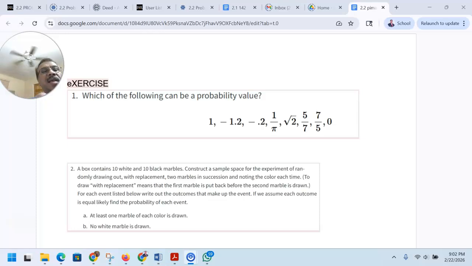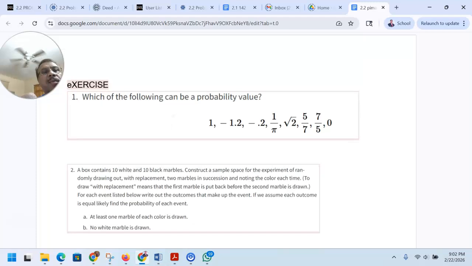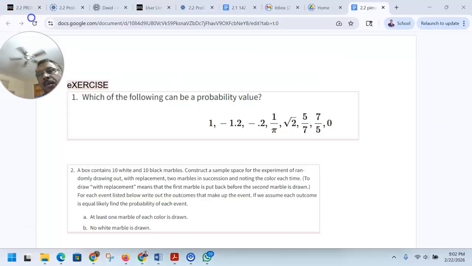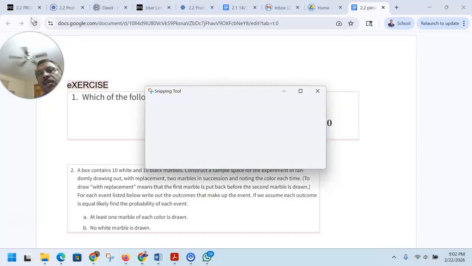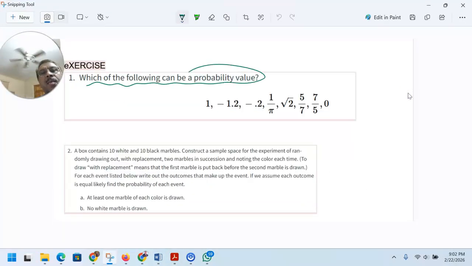Okay, let's do the exercise now. This is the important one, because if you understand this, then your homework will be easy, and it's also like preparing for the exam. So if you see, the first question is asking which of the following can be a probability value.